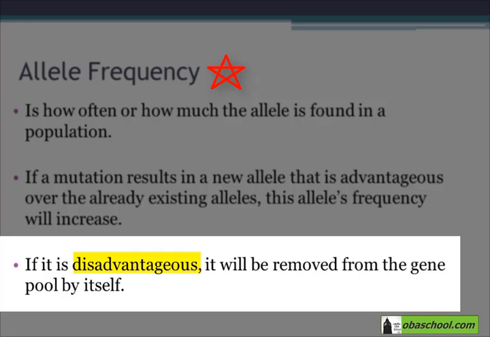If it is disadvantageous, it will be removed from the gene pool by itself. In the same population we used in the previous example, if a mutation results in weaker muscles, the animals that have this mutation will not be able to escape their predators and will be eaten first. They will not live to pass on this allele to the next generation. Or the trait will make them less successful reproductively, and they will simply not be able to reproduce to keep the allele in the population.